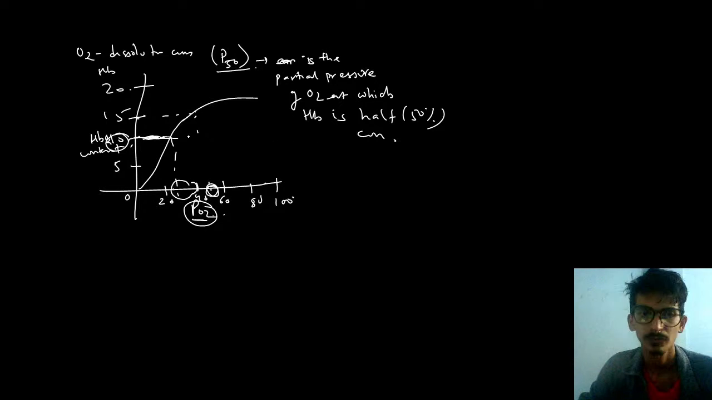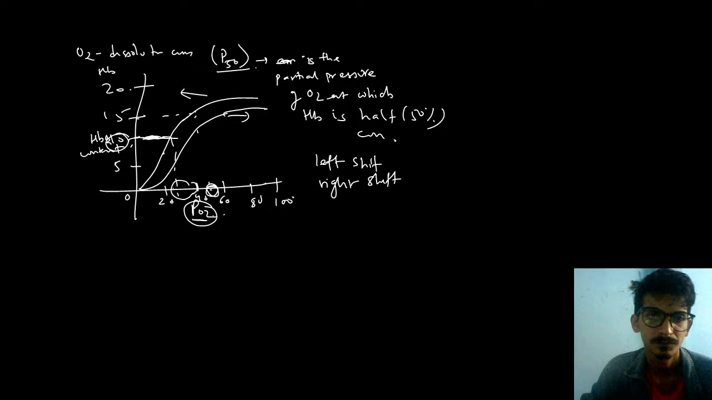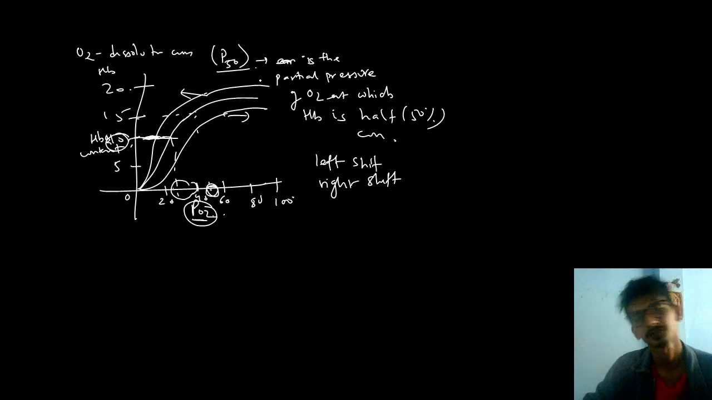Now we have the concept of the left shift of the curve and the right shift of the curve. This is a left shift. This is a right shift. So what does it basically mean? If I have the right shift of the curve, then the amount of oxygen I release from hemoglobin is more.